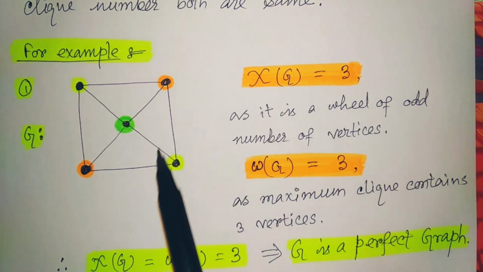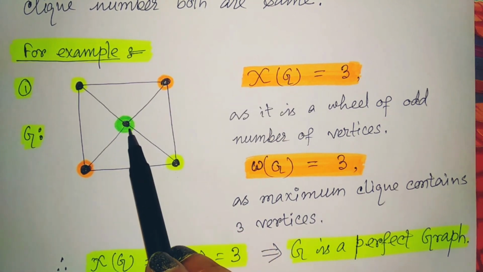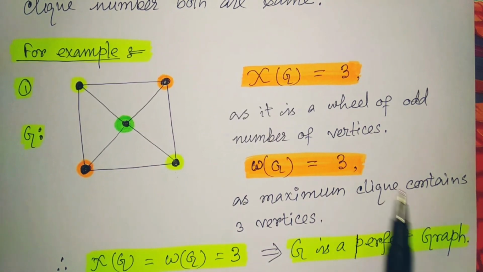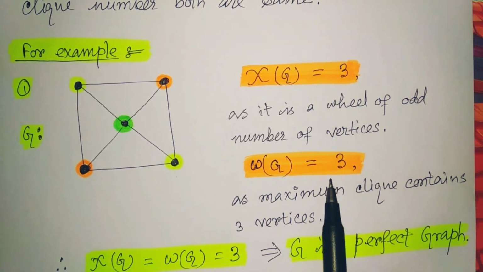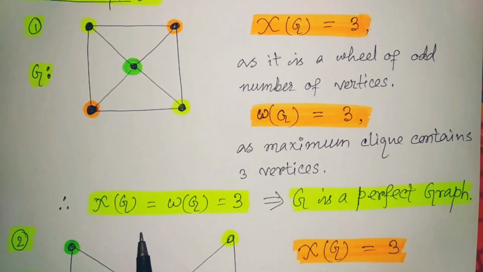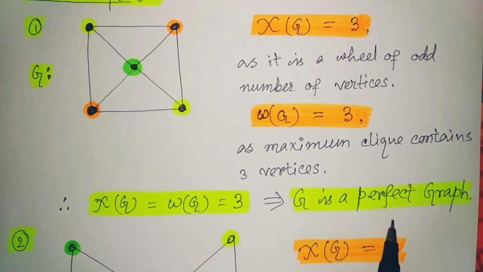Now for the clique number, the maximum clique we can find contains 3 vertices. So the clique number is 3 here, and we find that the chromatic number and the clique number are both the same. So the chromatic number equals the clique number, which implies G is a perfect graph.